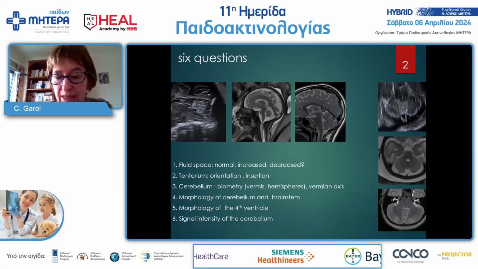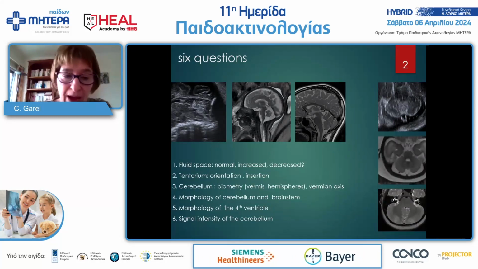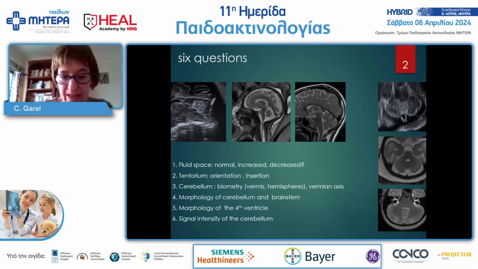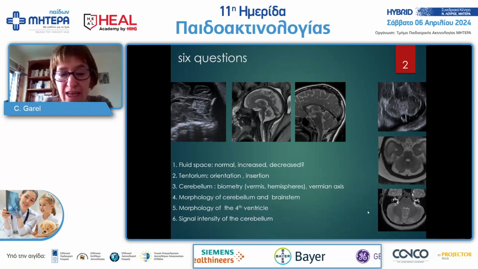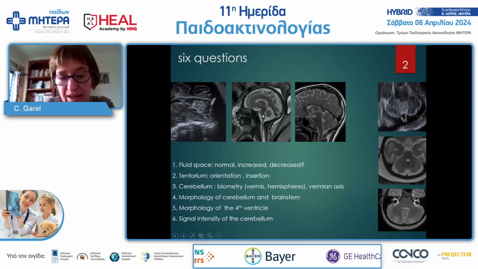To answer these questions, 2 slices are required, and usually they lead to about 90 or 95% of the diagnosis. And as you can see, they concern both ultrasound and MR, and this is prenatal imaging, and this is postnatal imaging.